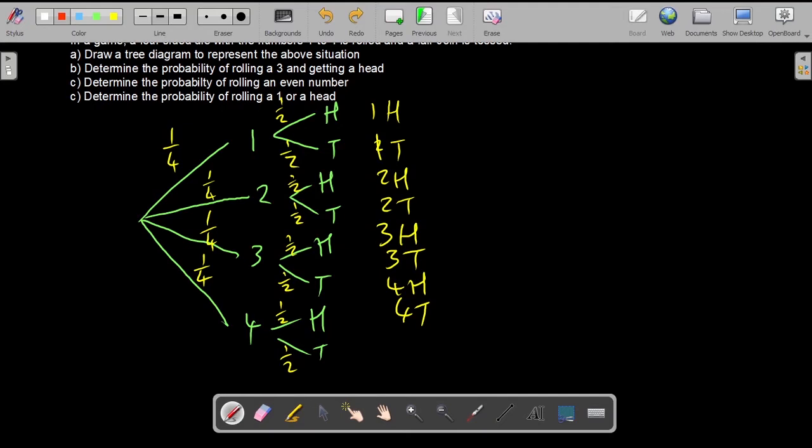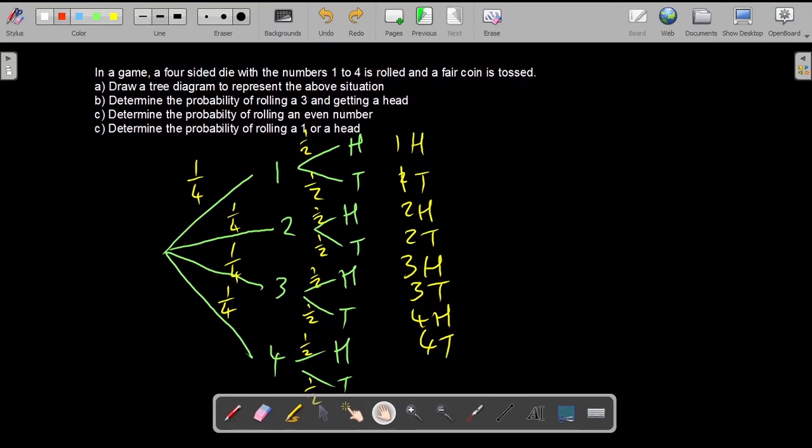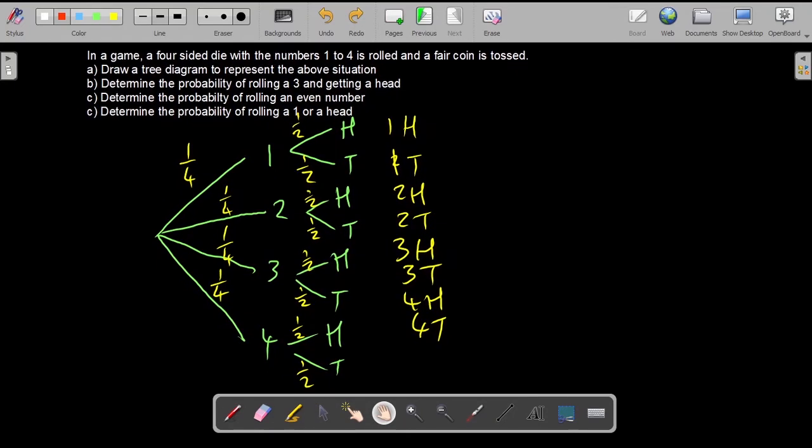Now we're basically done with the tree diagram. We set it up. We know that we have 4 options with the first type of event that we had. And after that, we know that we have 2 options when we're flipping the coin. And we now are going to use the diagram to answer the questions that we have. And the first question, which is B, says determine the probability of rolling a 3 and getting a head.